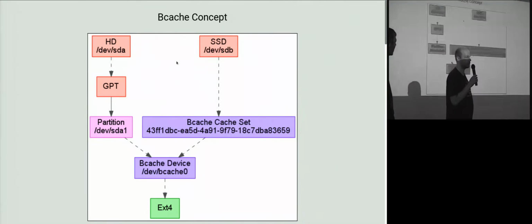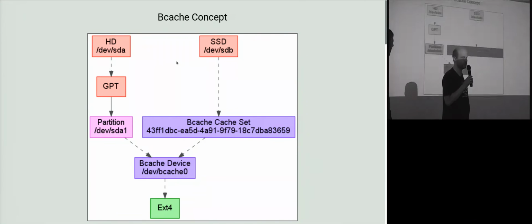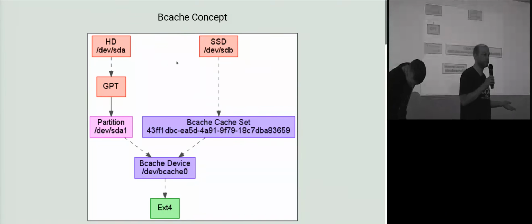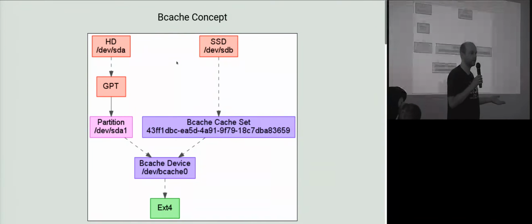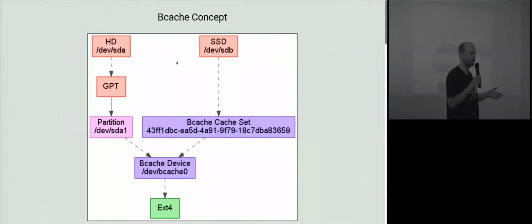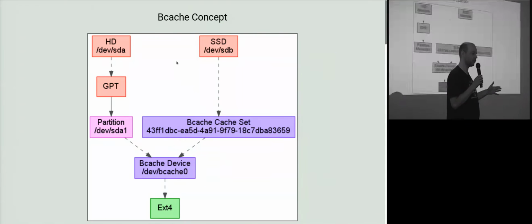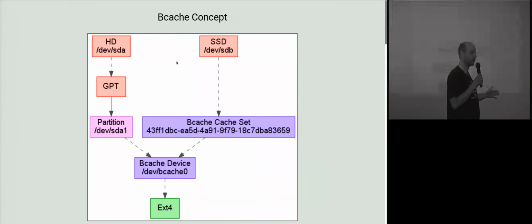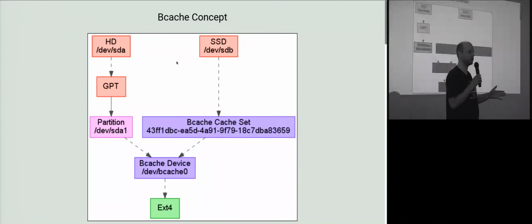Bcache has quite a number of parameters. For example, the most important is the cache mode, whether it's write through, write around, write back. And it also has parameters to set, for example, it tries to not cache sequential reads of big files, so it has cutoff limits and so on and so on.